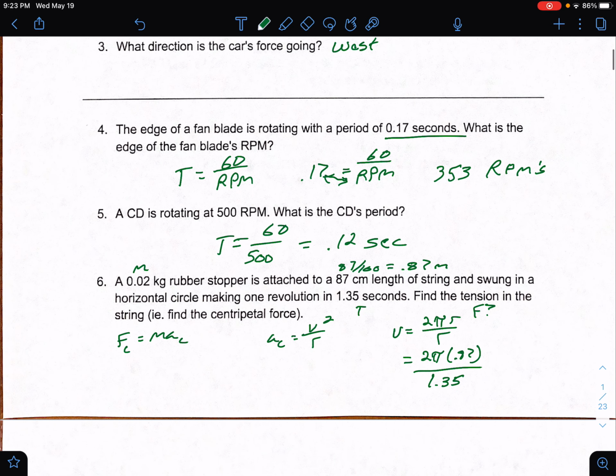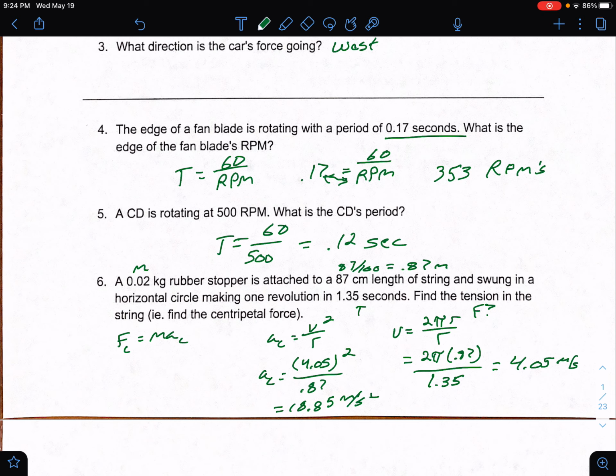So that means my velocity is going to be 4.05 meters per second. I can take that over here to a_c. So I know a_c equals 4.05 squared over my radius, which was 0.87. That gives me an acceleration of 18.85 meters per second squared.